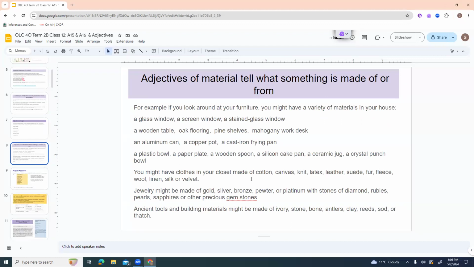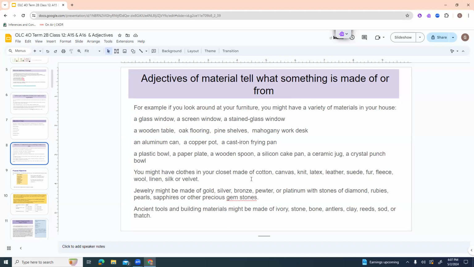A wooden table, oak flooring, pine shelves, mahogany work desk. So there you might have a general adjective like wooden, and then you have more specific types of wood listed, specifically oak or specifically pine. An aluminum can, a copper pot, a cast iron frying pan, a plastic bowl, a paper plate, a wooden spoon, a silicone cake pan, a ceramic jug, a crystal punch bowl.